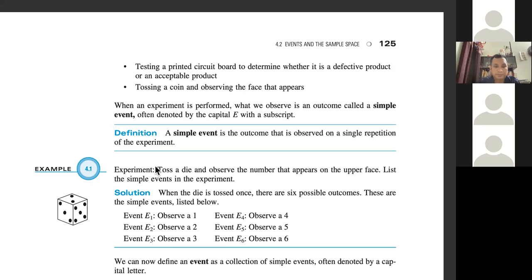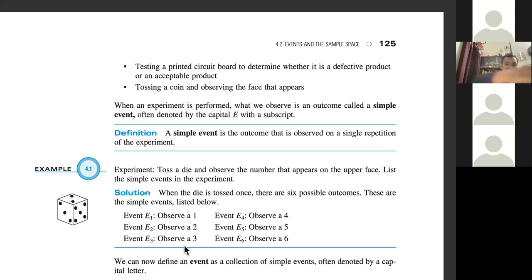Here is also one example of an experiment: toss a die. Do you know what a die is? Sir, I think it is dice. Dice is the plural. Oh, sir, die is the singular. Yes, here is the die. Do you have the video cam? Can you see me? Yes, sir.